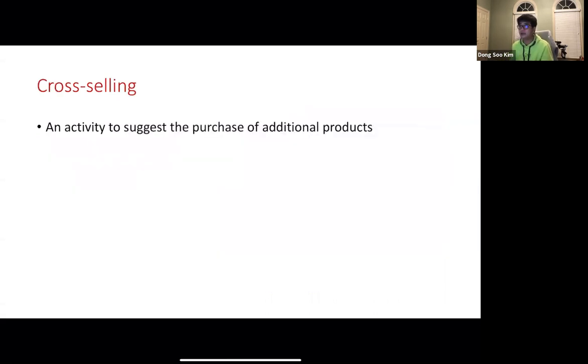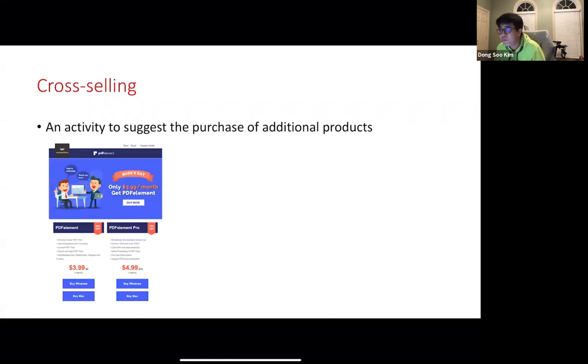Third, cross-selling. Cross-selling is similar to upselling, but it suggests the purchase of any additional product in order to just promote more purchases. This is an example. PDF Element is an app I'm using for annotating PDF documents in my iPad. And it now offers the app for my Macs. The Mac version is neither an upgrade nor an add-on. It is totally a separated product, so this offer is a cross-selling activity.